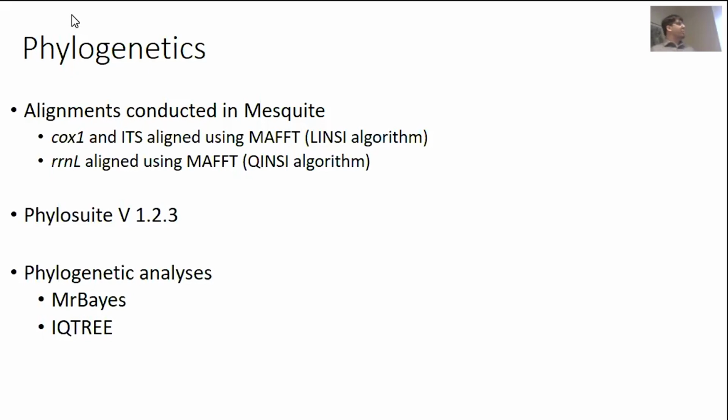And then within this program, we had MrBayes and IQ-TREE that we used for phylogenetic analyses. With MrBayes, we used Bayesian inference to get the posterior probability support for our clades, and IQ-TREE gave us the maximum likelihood bootstrap support.